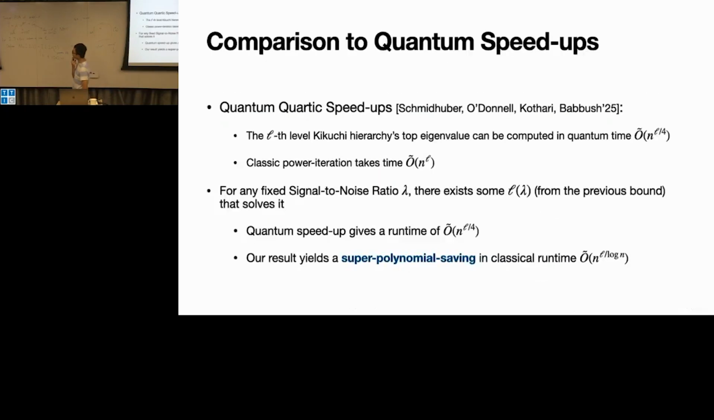Our result also has some comparison to the quantum speedup. Previously, the quantum speedup was only saving a factor of 1/4 in the exponent. But now we are saying that for any fixed signal-to-noise ratio, we give you a super-polynomial time saving in classical time. Not that you need to run the quantum algorithm.